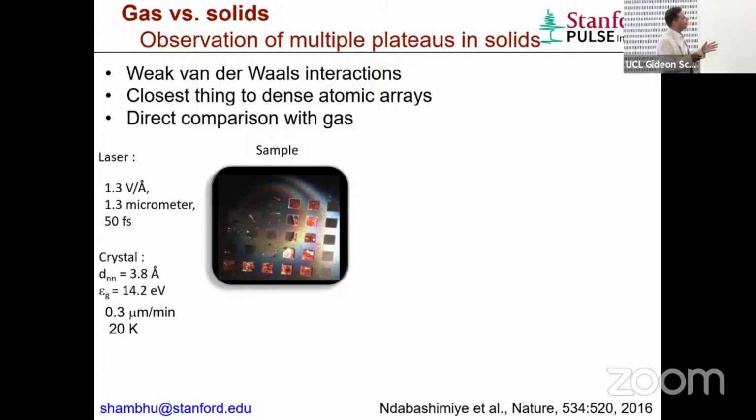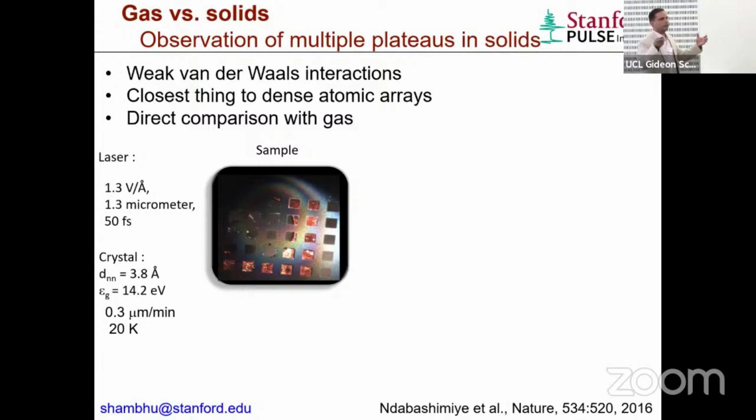Okay, so what we really wanted to understand were the similarities and differences between gas phase and condensed phase systems, and we chose solid argon. We thought it would be a really interesting system because of the way these rare gas solids are formed. This is a van der Waals solid.